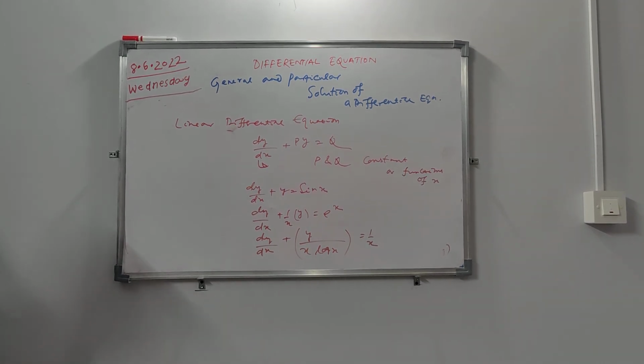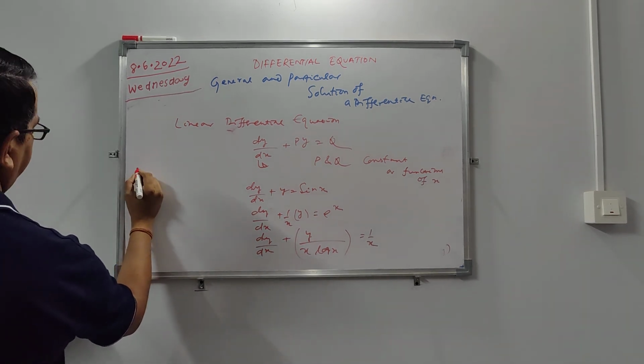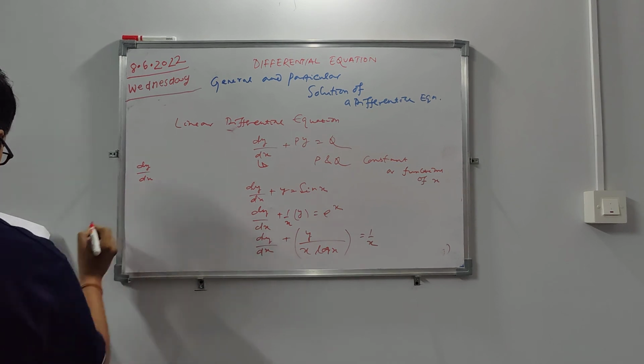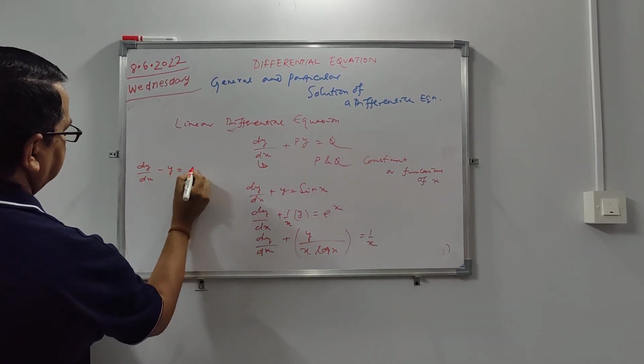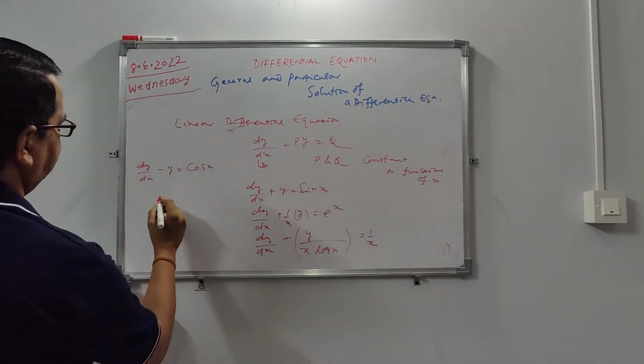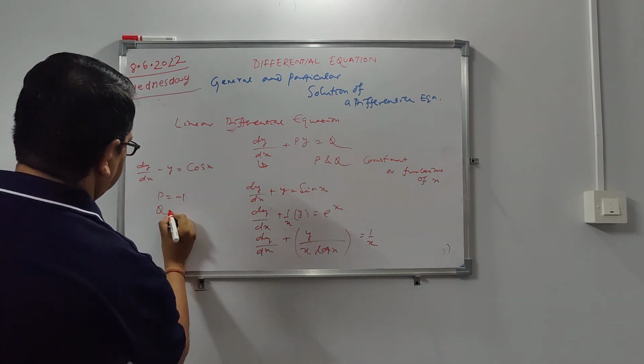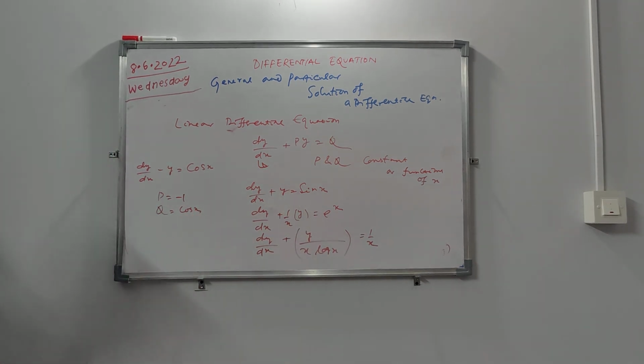There are some numericals on how to find the solution of a linear differential equation. Let us take one example. If you solve one example, you will get to know. So dy by dx minus y is equal to cos x. This is a linear differential equation. In this case, p is equal to minus 1 and q is equal to cos x.